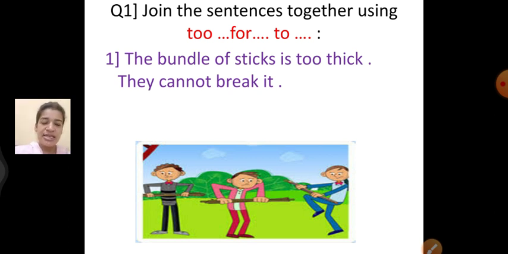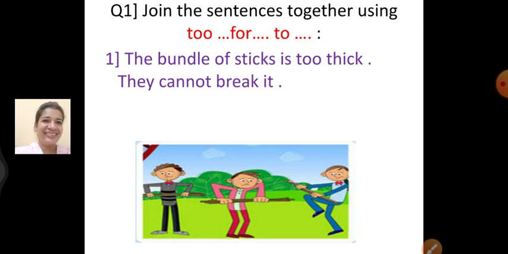And your question is, the bundle of sticks is too thick. They cannot break it. I'll repeat. The bundle of sticks is too thick. They cannot break it. I'll wait for you till you complete your answer. Yes, very good. You can pause even if you want more time.